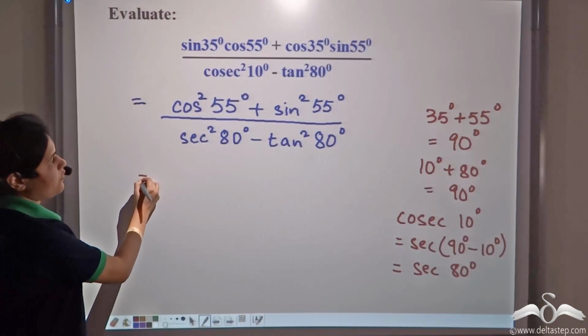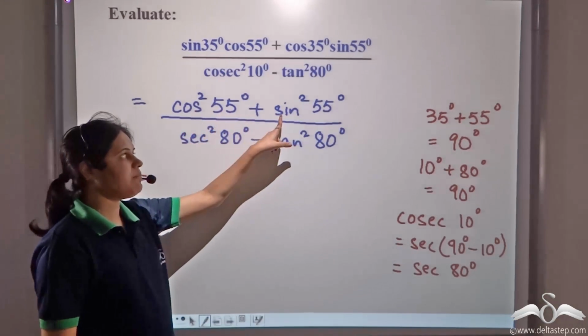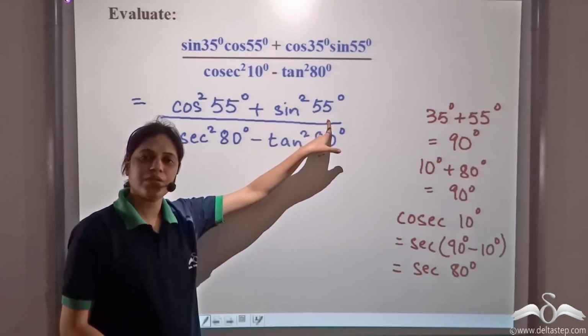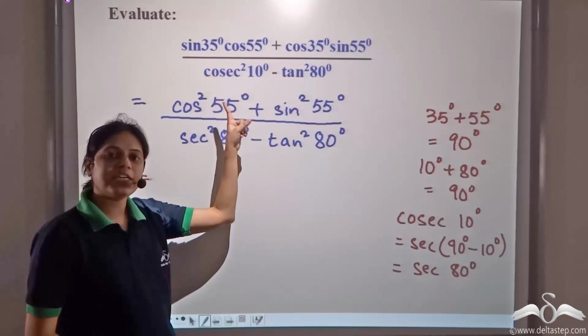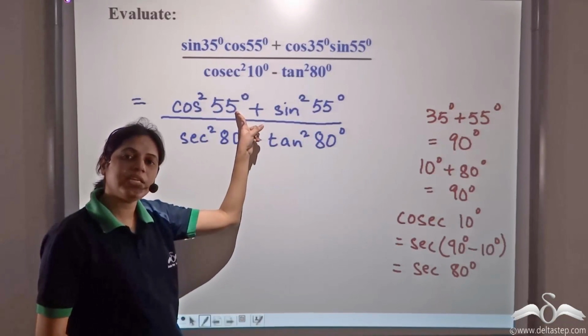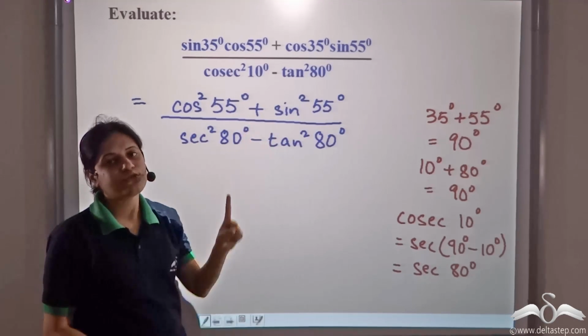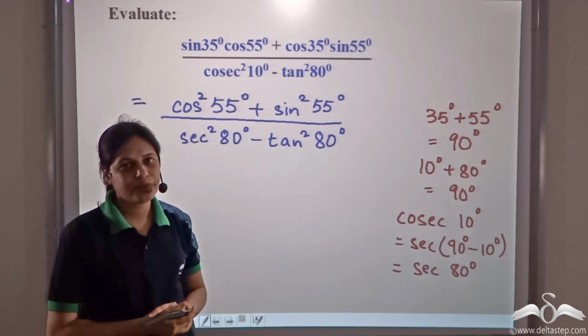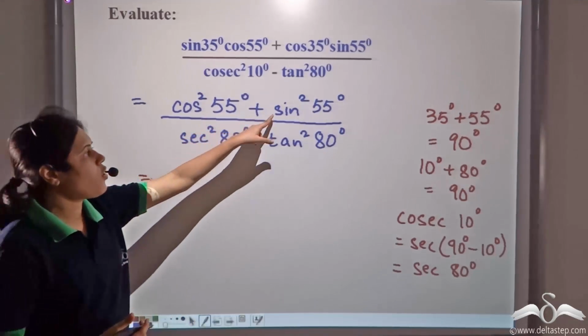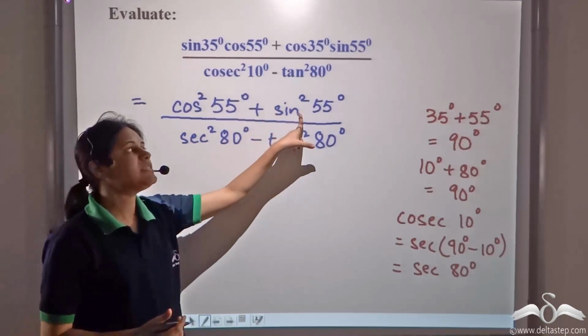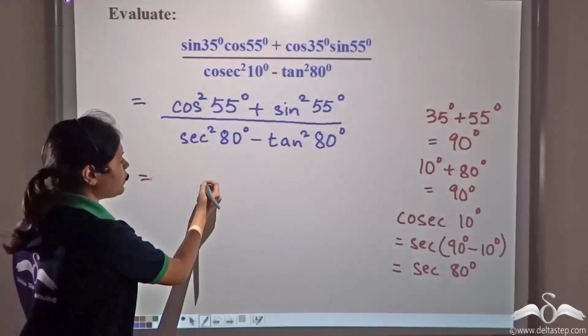Now, we have cos square 55 degree plus sin square 55 degree. We know sin square theta plus cos square theta equal to 1. That is an identity. It holds for all values of theta. So, cos square 55 degree plus sin square 55 degree will be equal to 1.